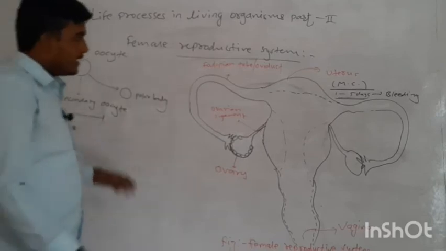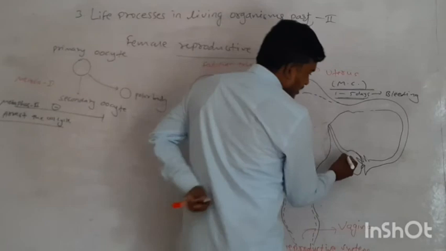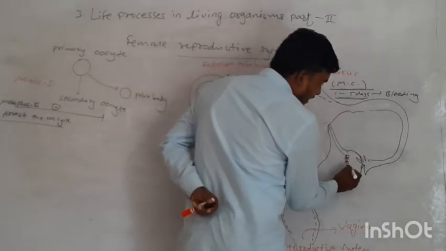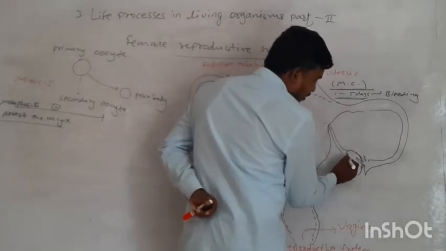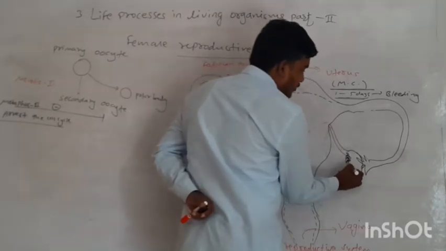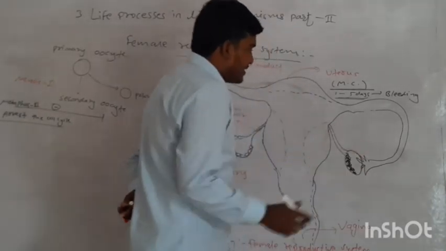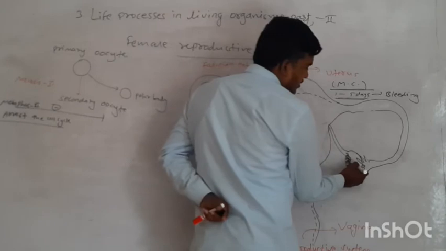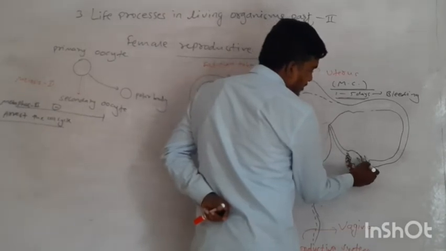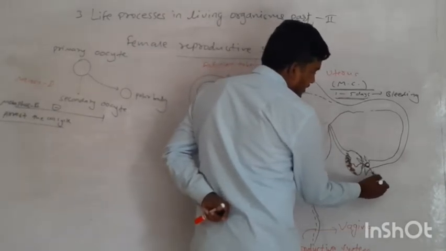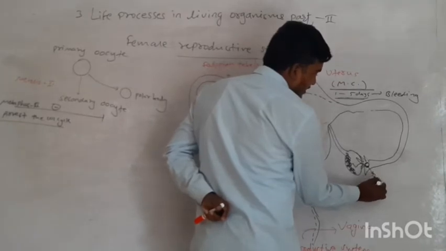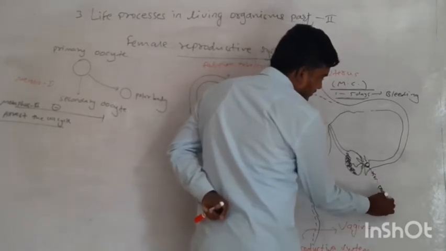We have secondary oocyte here. There are so many primary oocytes here, and these are all waiting for the purpose of ovulation, but only one selected oocyte is coming to the fallopian tube, that is the secondary. I will write here secondary oocyte.